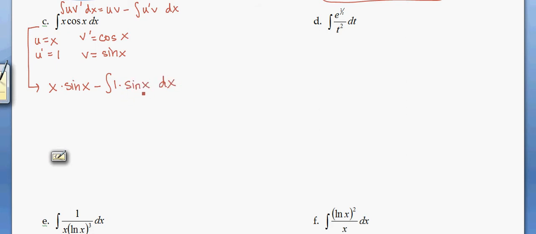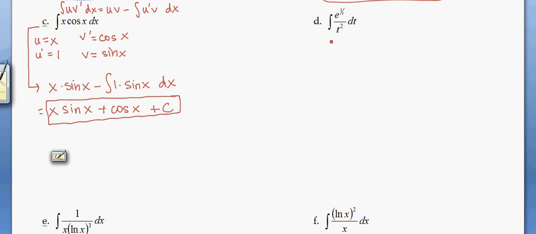And again, look at this. We have a nice easy integral, 1 times sine. We can easily take the antiderivative of that. So we have x sine of x minus the antiderivative of sine, which is negative cosine. So this becomes a plus cosine of x plus c. And we're done. Remember that with all of these, once we find our antiderivative, of course, we can take its derivative to double check that we actually got the right result. So keep that in mind. Okay, let's look at another example.